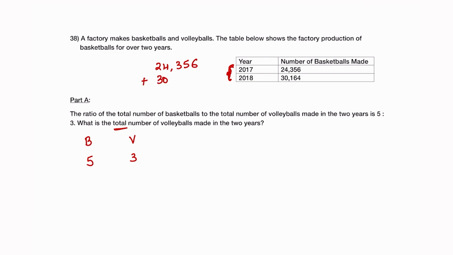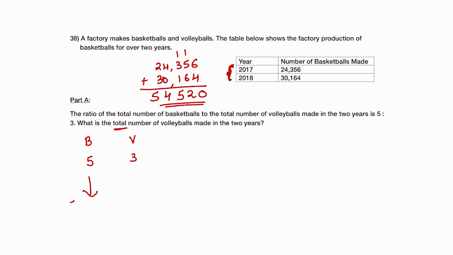24,356 plus 30,164. So we add them. That's 0, 1 carry. That's 12, 1 carry. That's 5. That's 4, and that's 5. So that's the total for basketball.